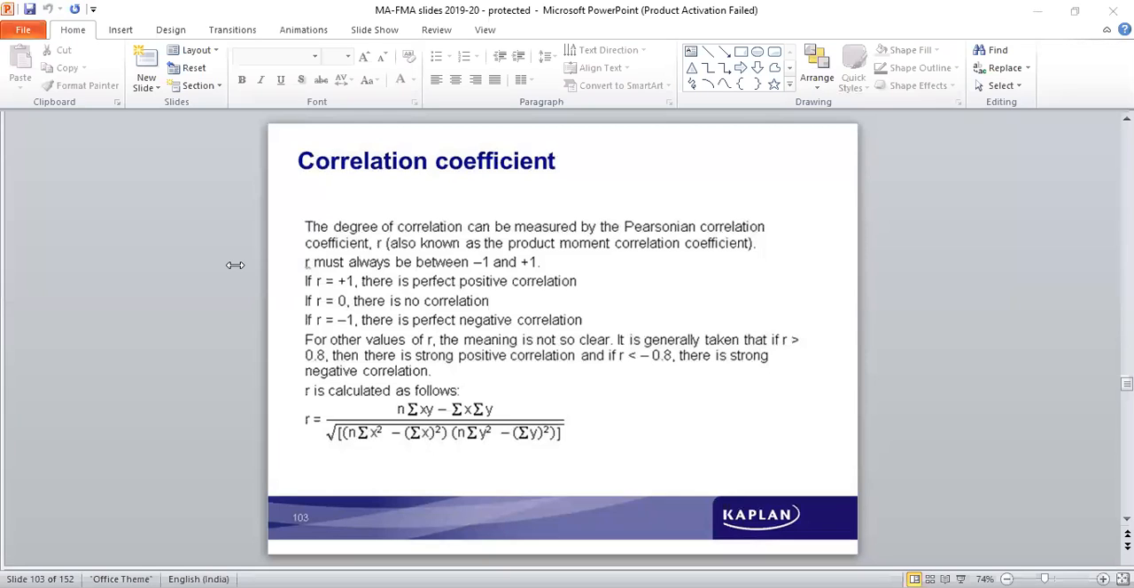For other values of R, the meaning is not so clear. It is generally taken that if R is greater than 0.8, then there is strong positive correlation. Somewhere between -1 and +1 we see 0. The R value lies between -1 and +1. So closer to 1, that is 0.8 or above, there is strong positive correlation. Otherwise, closer to -1, there is strong negative correlation.